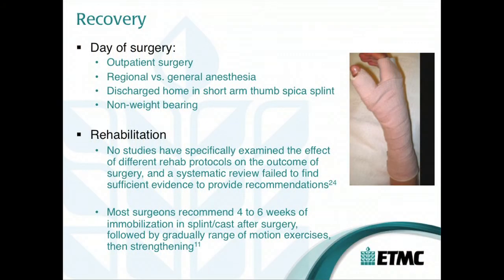What about the rehab process? So no studies have specifically examined the effect of different rehab protocols on the outcome of surgery. And there was one review that tried to compare the different types of rehab protocols, but there wasn't enough evidence to make a formal recommendation on what type of rehab course is ideal. However, most surgeons will recommend 4 to 6 weeks of immobilization, either in a splint or a cast after the surgery, followed by gradual range of motion exercises, followed by strengthening exercises.